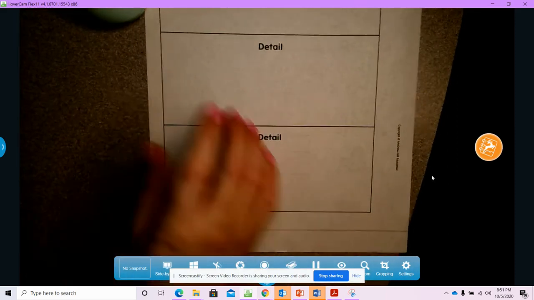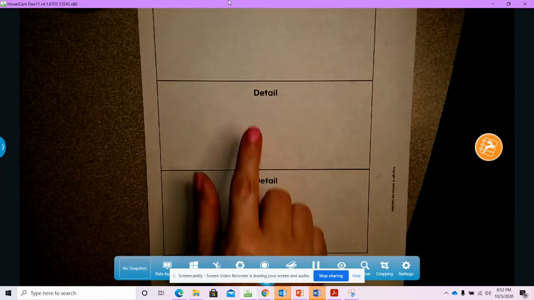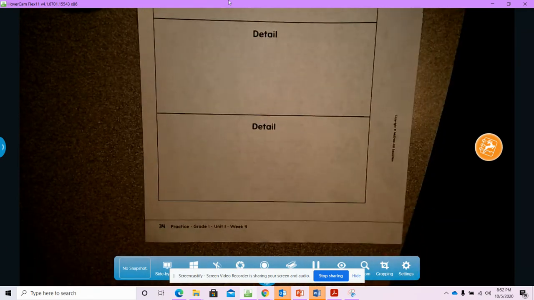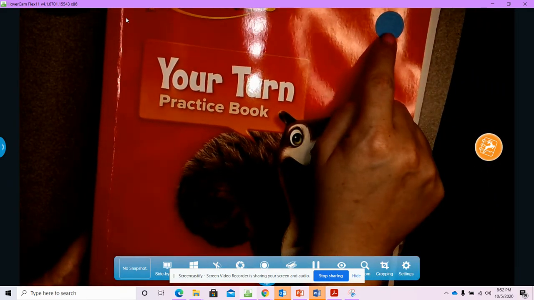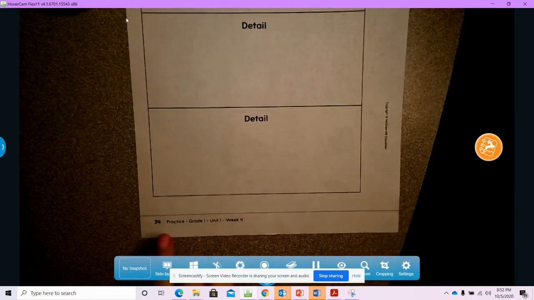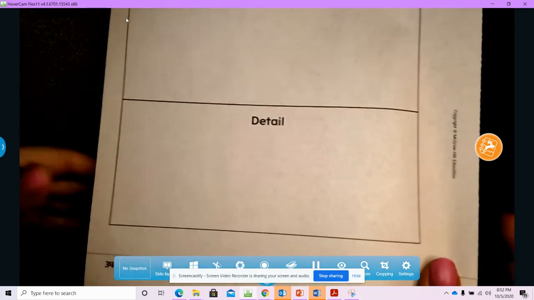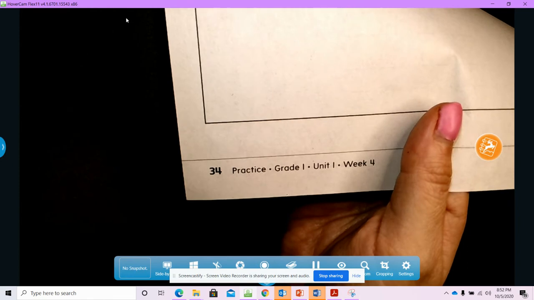Okay, so now we're going to be reading a story. And remember, we talked about key details. So in your Wonders book, the one with the blue dot, you're going to turn to page 34. 3, 4. 34.